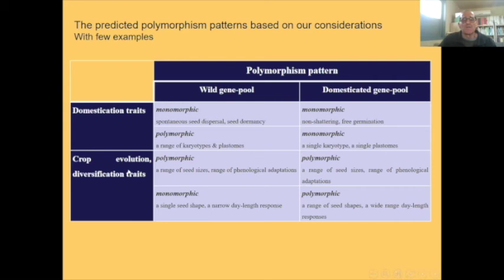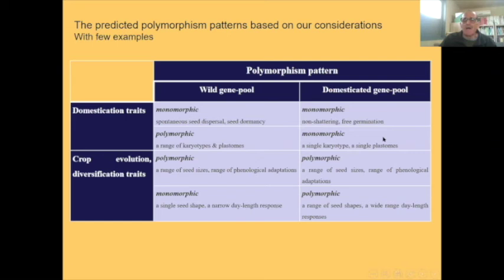And if we look at the wild gene pool relative to the domesticated gene pool, we have the following situations, like monomorphism here and monomorphism here. These would have spontaneous seed dispersal in the wild, and dormancy here, non-shattering, no seed dispersal, and free germination. Another situation is polymorphism here in the wild, like for example in lentils, a range of karyotypes, different chromosomal constitution. Here, a single karyotype. That means lentils were domesticated only once and they all share the same karyotype.